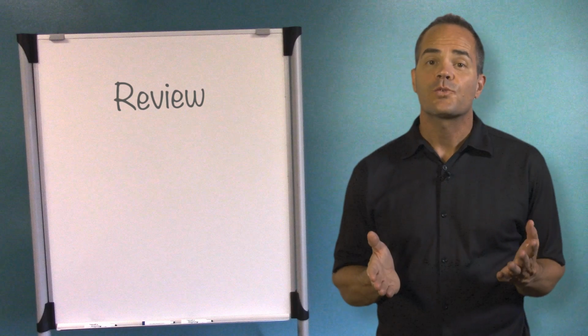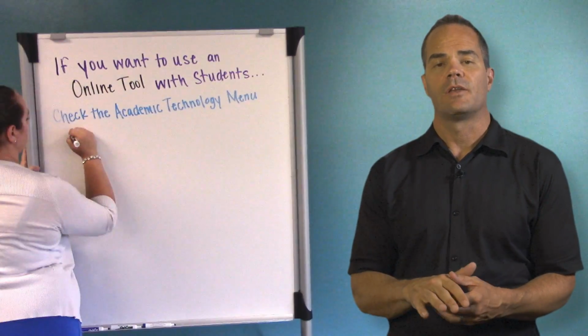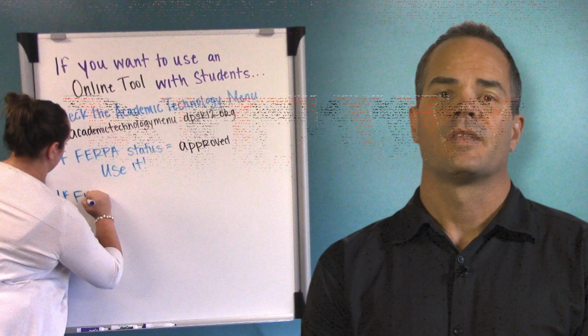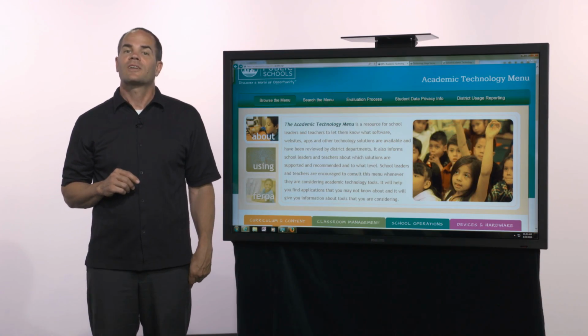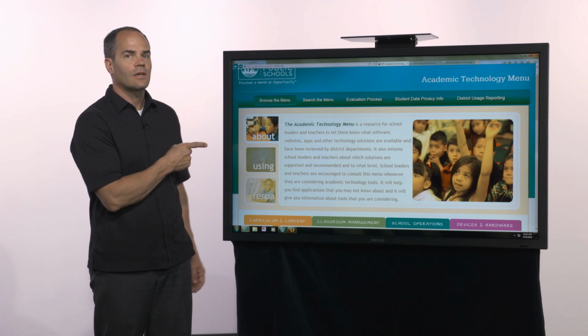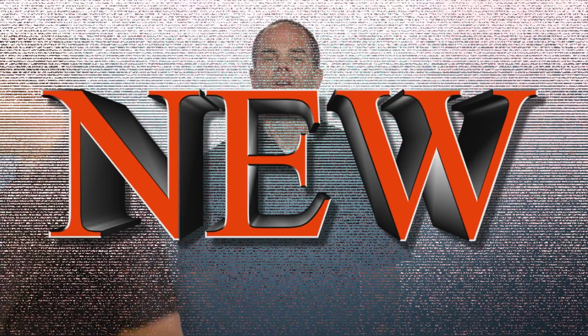So let's review. If you want to use an online tool with students, check the Academic Technology menu. If the tool's FERPA status is approved, use it. If the tool's FERPA status is parent consent required, or if it's not on the menu, report that you are using that tool using the Academic Technology menu reporting process, and make sure your school is collecting consent forms. In some cases, anonymizing data with fake student names is sufficient too, but use discretion if it's a website that collects other data. So, that covers how you handle student data with online tools, but there are other areas where you'll want to be careful.